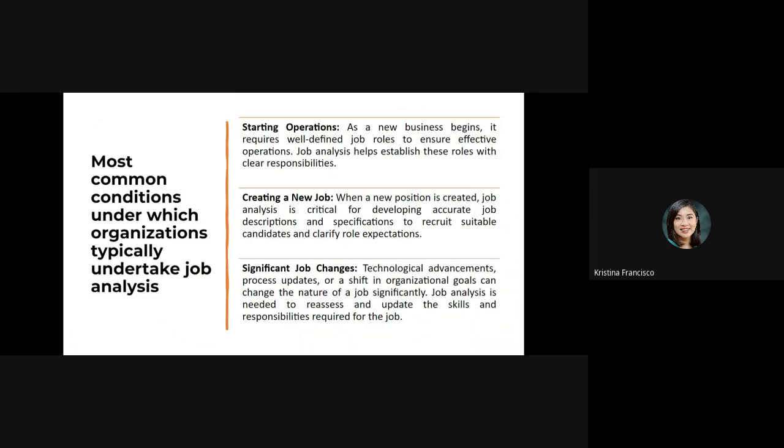So when we start a business or an operation, as a new business begins, it requires well-defined job roles to ensure effective operation. Job analysis helps establish these roles with clear responsibility. An example for this particular condition is when a new tech company uses job analysis to figure out what roles, like your software developers and customer service representatives, are needed to run smoothly.